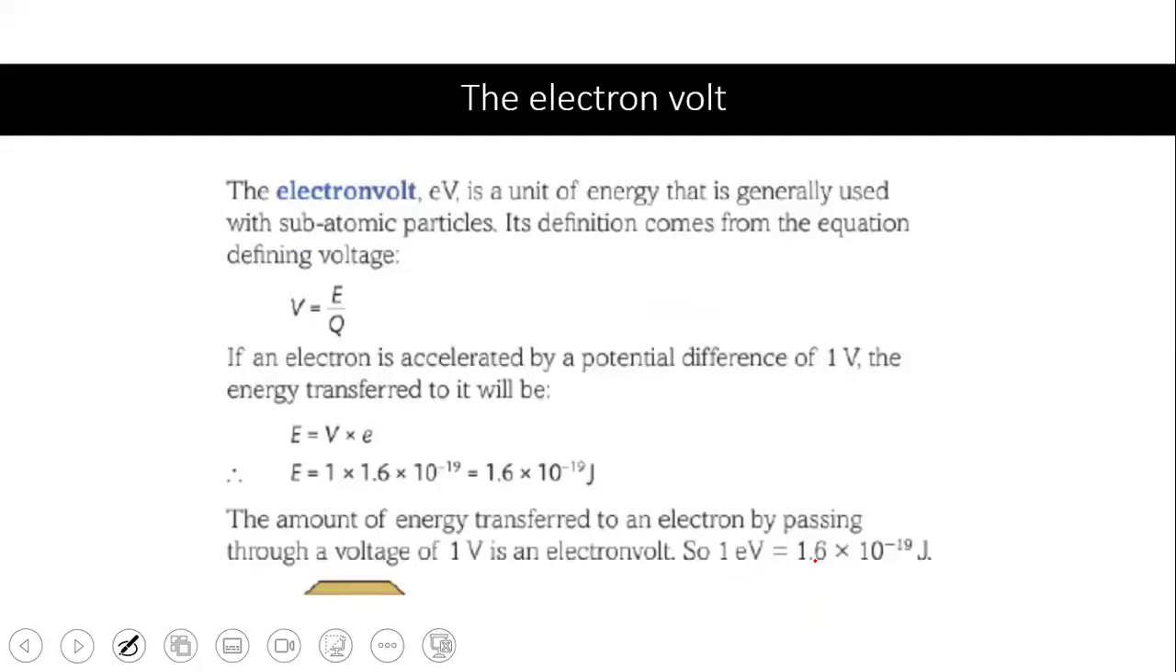Now, there is another unit, the electron volt, but do not get confused because it says volt in it. Do not think that this is a unit to measure voltage. It is not. Electron volt is the unit for energy. So for energy, we can have two units. We can either have joules or we can have electron volts. What is electron volt?